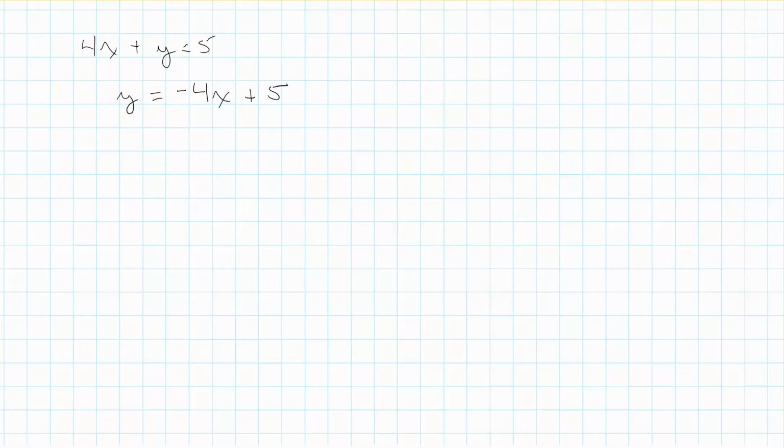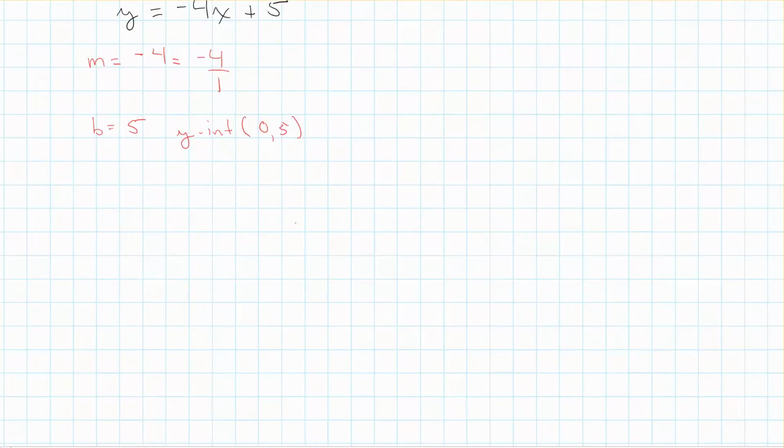And then, of course, we can see that my slope here would be negative 4, which is negative 4 over 1. I won't write it the other way. We should be comfortable now with the fact that negative 4 means I could go down 4 and to the right 1, or it means I could go up 4 and to the left 1. Alright, and then we also have b, which is 5, so my y-intercept is 0, 5. So let's get a graph on here.